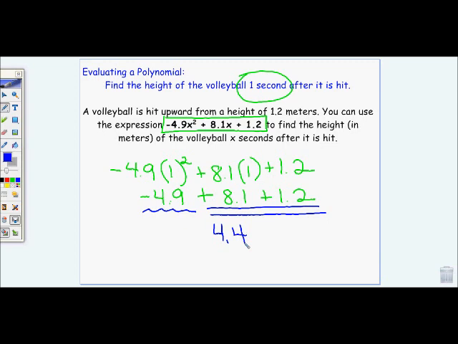So the volleyball's height after 1 second would be 4.4. When we put a label on that, that would be meters. The height after 1 second would be 4.4 meters. And that concludes our introduction to polynomials.